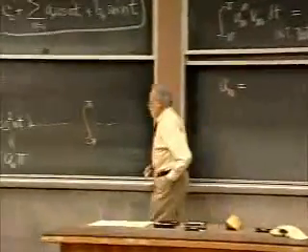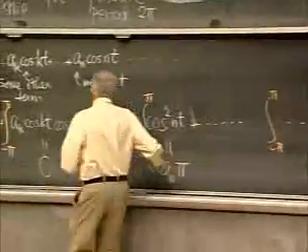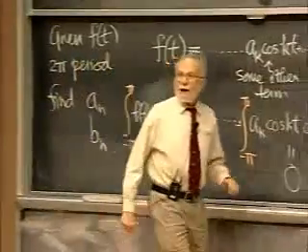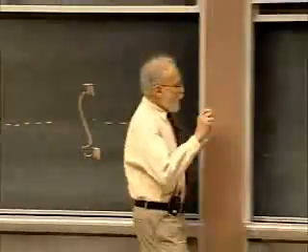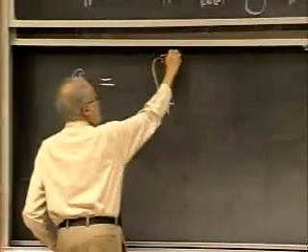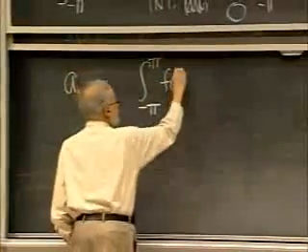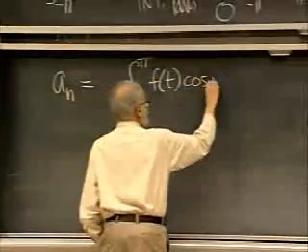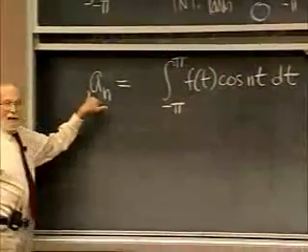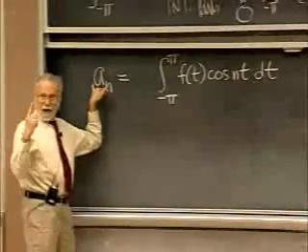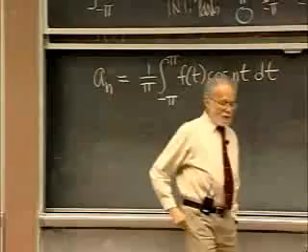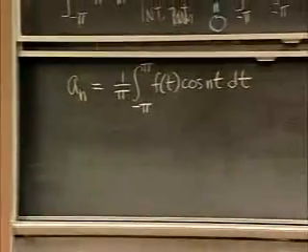What is an? An is, well, an times pi. All these terms are 0, and nothing is left but this left-hand side. And therefore, an times pi is the integral from negative pi to pi of f of t times cosine nt dt. But that's an times pi. Therefore, if I want just an, I have to divide it by pi. And that's the formula for the coefficient an.